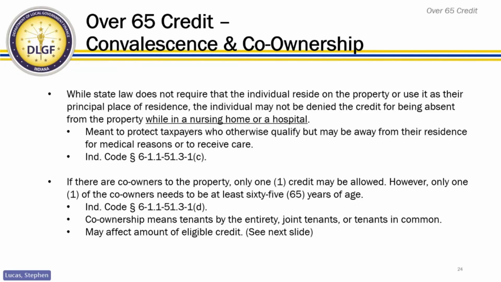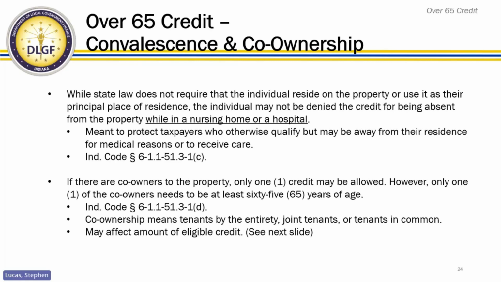I say this is an interesting note because I'll mention it again in a few slides, but one of the differences between the over 65 deduction and this new over 65 credit is that there is no residency requirement for a property owner to receive this benefit. So it's interesting that they specified that the credit can't be denied while a property owner is away in a nursing home or hospital. Well, it's also true that there's no residency requirement in the statute. So this just makes it very explicit that property owners are able to still receive the benefit while in these medical facilities.